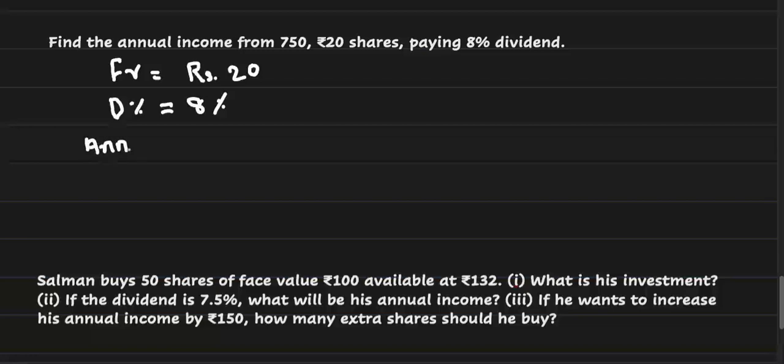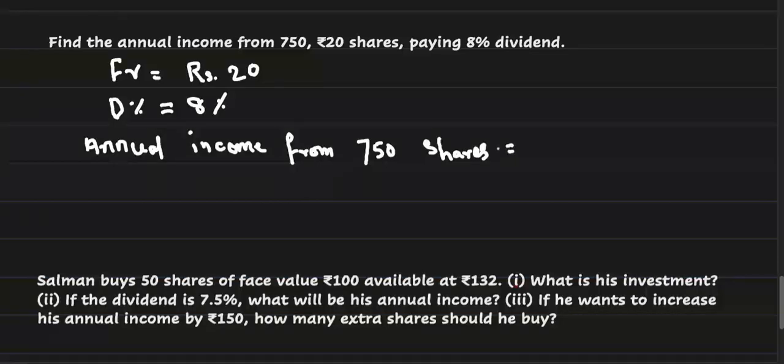Annual income from how many shares we have? 750 shares. So what will you do here? 750 shares equal to, we need to multiply 8 by 100 multiplied by 20. Okay, 750 multiplied by 8 by 5. 750 multiplied by 8 divided by 5.